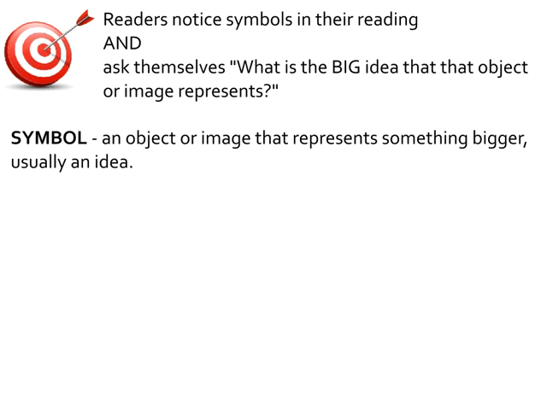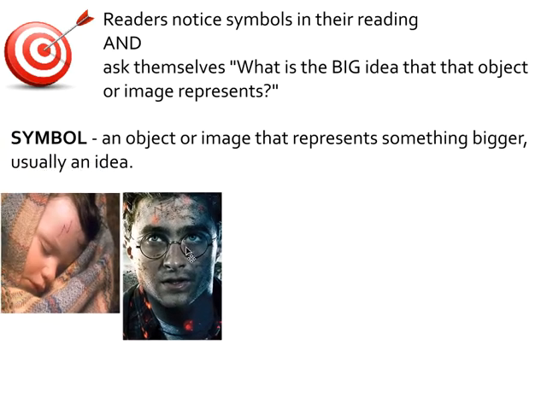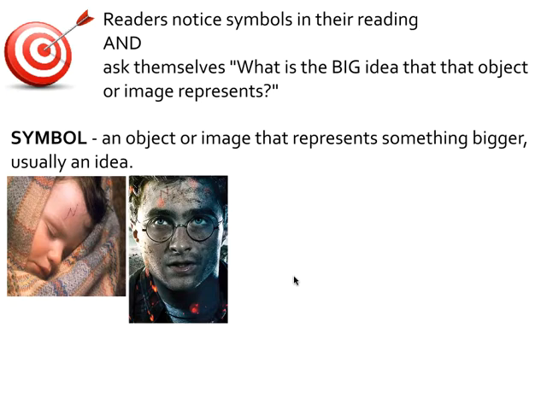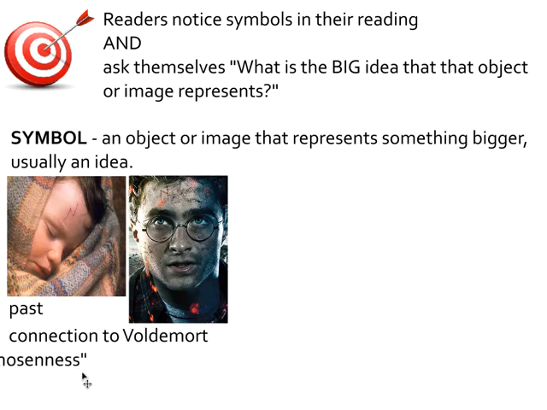Great readers notice symbols in their reading and they ask themselves, what is the big idea that object or image represents? Yesterday we learned that a symbol is an object or an image that represents something bigger. Usually that something bigger is an idea. For example, the scar on Harry Potter's forehead is not just a scar that's in the shape of a lightning bolt. That scar represents or symbolizes Harry's past. It symbolizes his connection to Voldemort. It symbolizes his future or his chosenness.